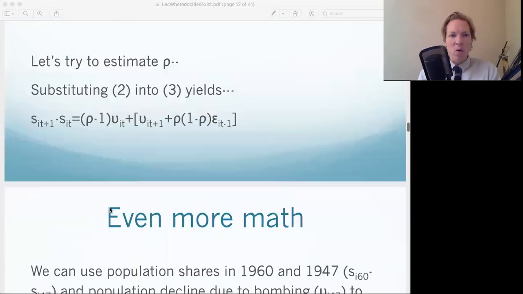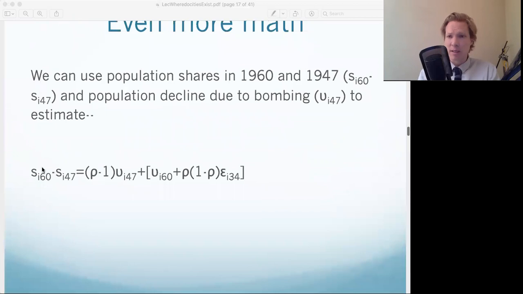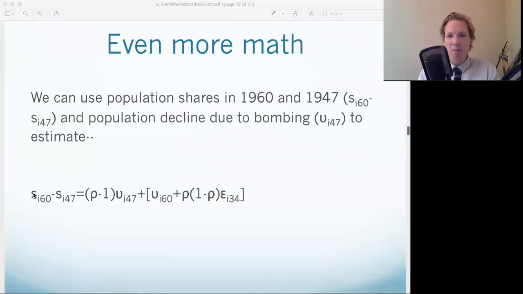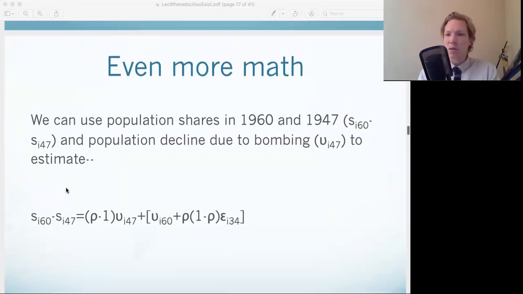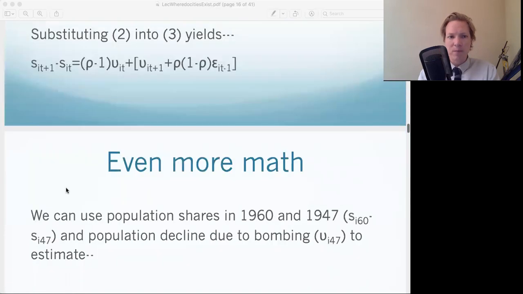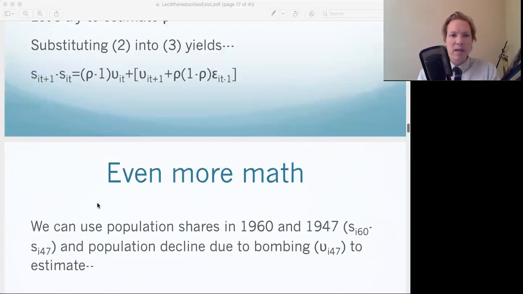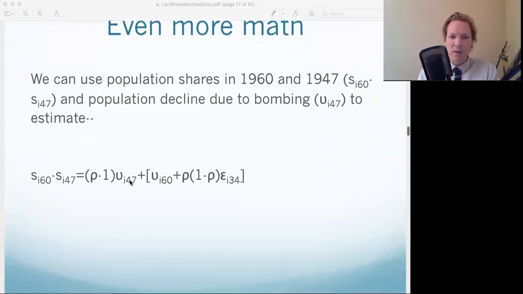All right, now what we can do is rewrite this with real variables. S_{i,t+1} is like your population in 1960, the next period that we have good data for. So we're going to take the population in 1960 minus the population in 1947, which is after the bad shock, after the bombing shock. Then we'll have rho minus 1 times this random variable, V_i47.